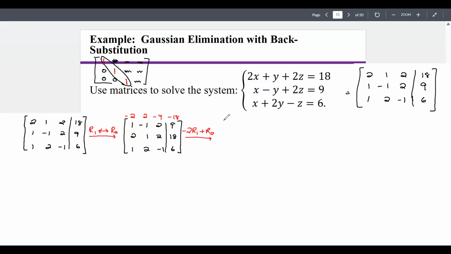And then what I'm going to do after that is add it to R2. So -2 plus 2 is 0. So my new row 2 is going to start with, let me put this in. The top and the bottom are not going to change. All I'm doing is -2 plus 2, which gives me a 0 here. 2 plus 1 is a 3. -4 plus positive 2 is a -2. And -18 plus 18 is 0.